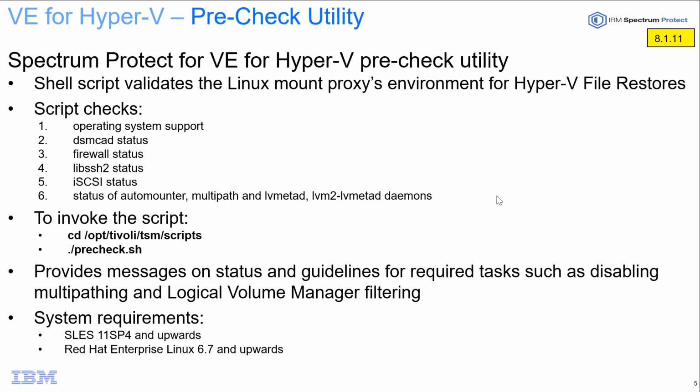When you run the script, it's going to check for 6 things, and I'm going to walk you through those. Those are going to be the correct level of operating system, making sure the dsmcad is running, making sure the firewall is not enabled, making sure the libssh2 package has been installed, checking your iSCSI status, and checking on the automounter multipath lvm2 daemons.